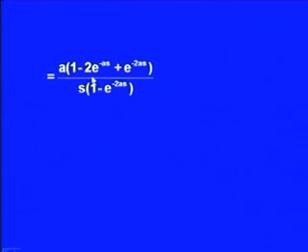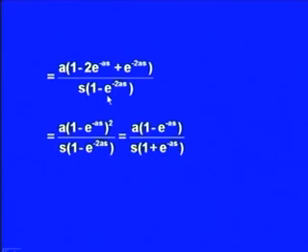a times (1 minus 2 times e to the power minus as plus e to the power minus 2as) over s into (1 minus e to the power minus 2as). Now, 1 minus 2 e to the power minus as plus e to the power minus 2as is the square of 1 minus e to the power minus as. So, we replace this numerator by a times (1 minus e to the power minus as) whole square. In the denominator we have s into (1 minus e to the power minus 2as).